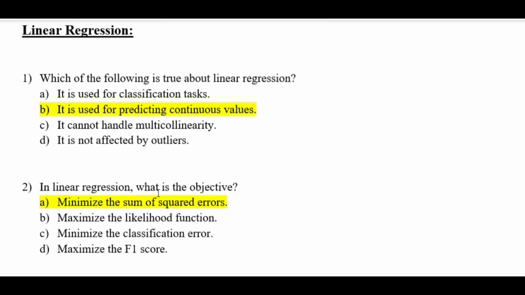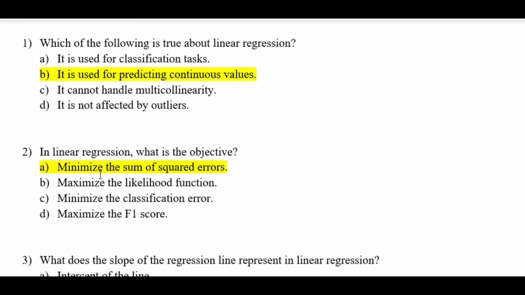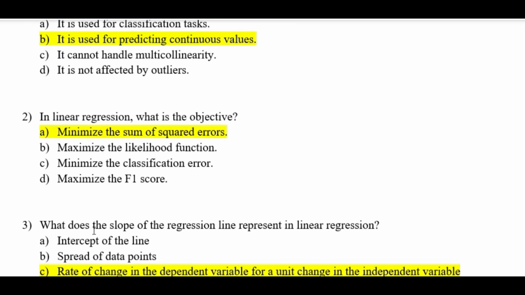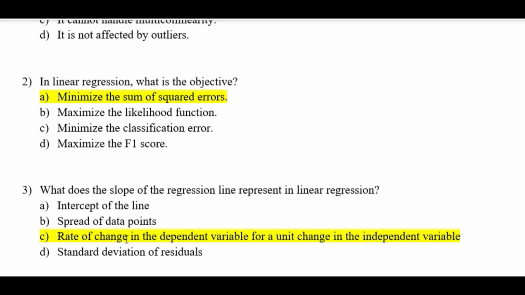In linear regression, what is the objective? Minimize the sum of squared errors. What does the slope of a linear regression line represent? A rate of change in the dependent variable for a unit change in the independent variable.